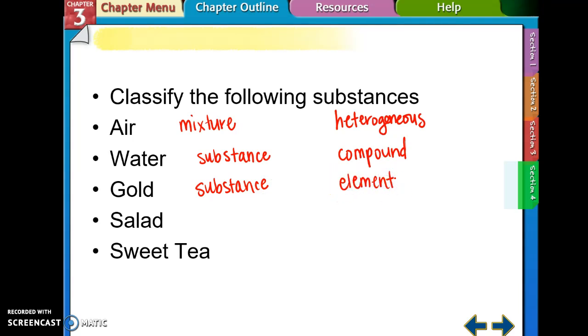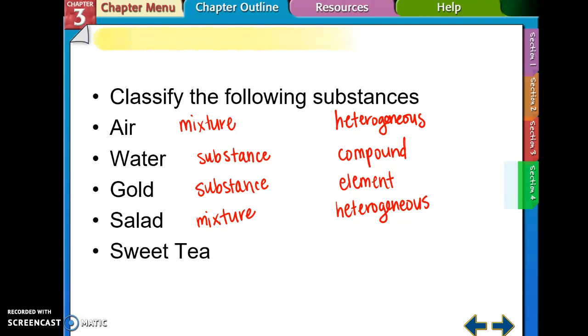Alright, salad. Can I take a salad apart with my bare hands? Yes, that means I can separate it through physical means, which means it is a mixture. And since I can pull it apart, it is going to be heterogeneous. Because, you know, I have like croutons and tomatoes and carrots and cheese and all the other weird things you put into a salad.